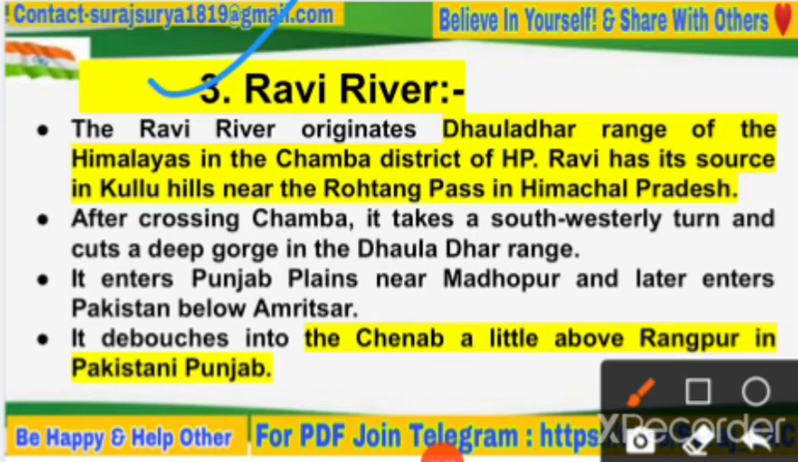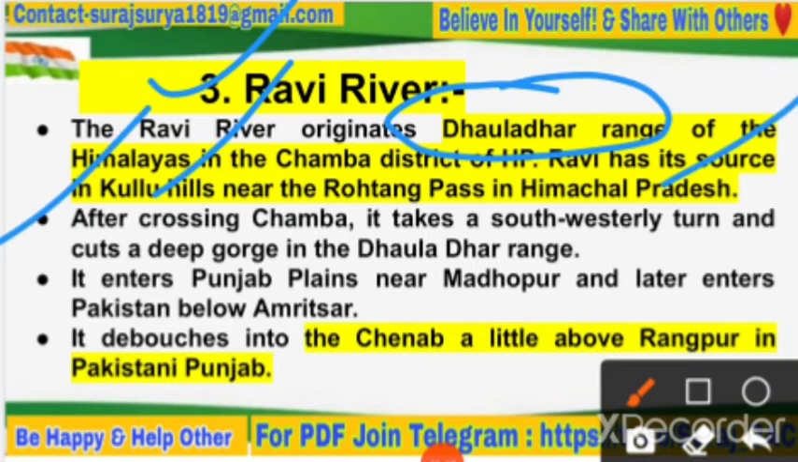So the Ravi River originates from Dhauladhar range of the Himalayas in the Chamba district of Himachal Pradesh. It originates from the Dhauladhar range, which is in Chamba district of Himachal Pradesh. So Ravi River has its source in Kullu Hills. You will find important source of Ravi River in Kullu Hills near the Rohtang Pass in Himachal Pradesh state. After crossing Chamba, it takes a southwesterly turn and cuts a deep gorge in Dhauladhar range. Then it enters into the Punjab plains.